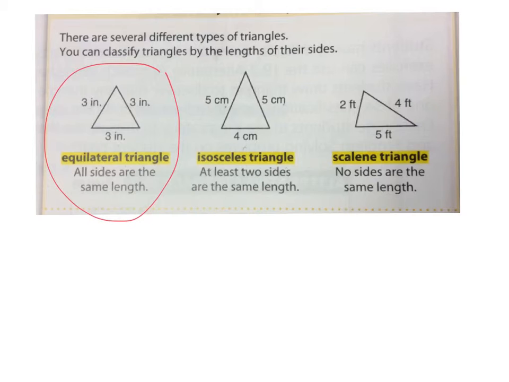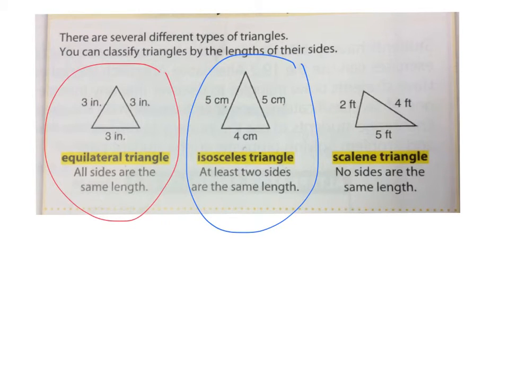When all 3 sides of a triangle are the same length, it's called a what kind of triangle? Equilateral. Equilateral triangle. Swati, are you writing this down? Oh, are you sure? Make sure your pencil is moving. Okay. When all 3 sides of the triangle are the same, it's called an? Equilateral triangle. Very good.